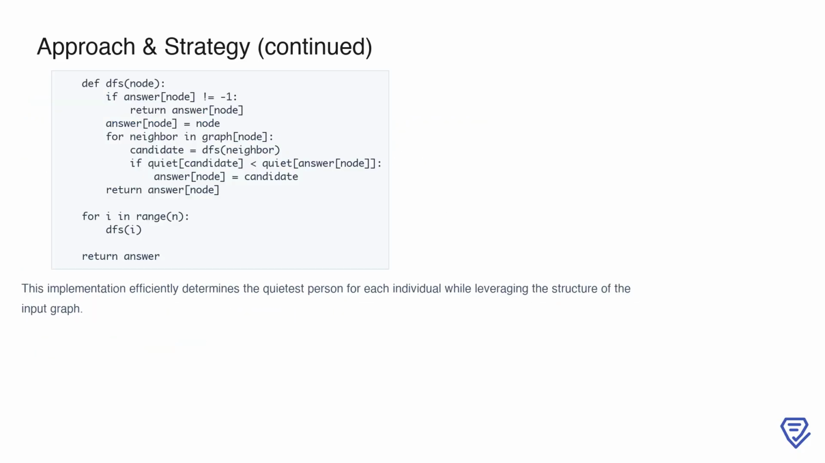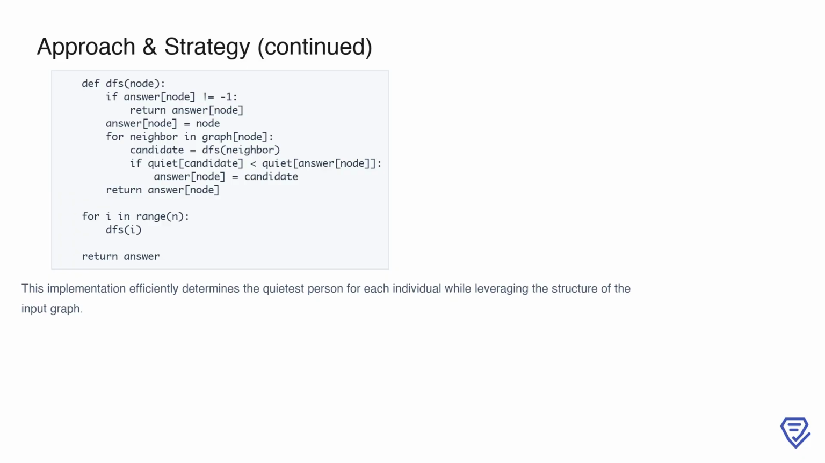The Python implementation begins by constructing the graph using a defaultdict to represent the adjacency list. For each richer relationship, we add an edge to indicate who is wealthier. We then define a DFS function to determine the quietest person for a given node. Within the DFS, we first check if the result for the current person is already computed. If so, we return it immediately.